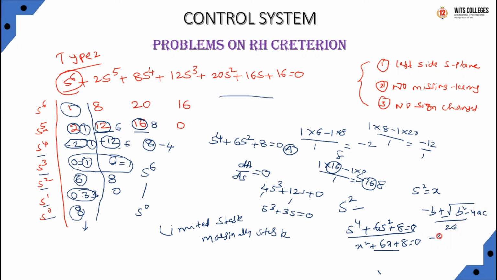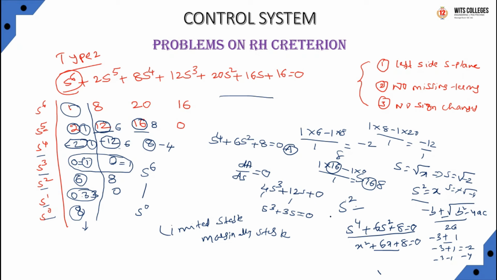Here the values are minus 3 plus or minus 1. That means minus 3 plus 1 and minus 3 minus 1, which is equal to minus 2 and minus 4. By substituting this into the equation in terms of s square, here s is equal to the square root of x. That means s is equal to the square root of minus 2, and s is equal to the square root of minus 4.